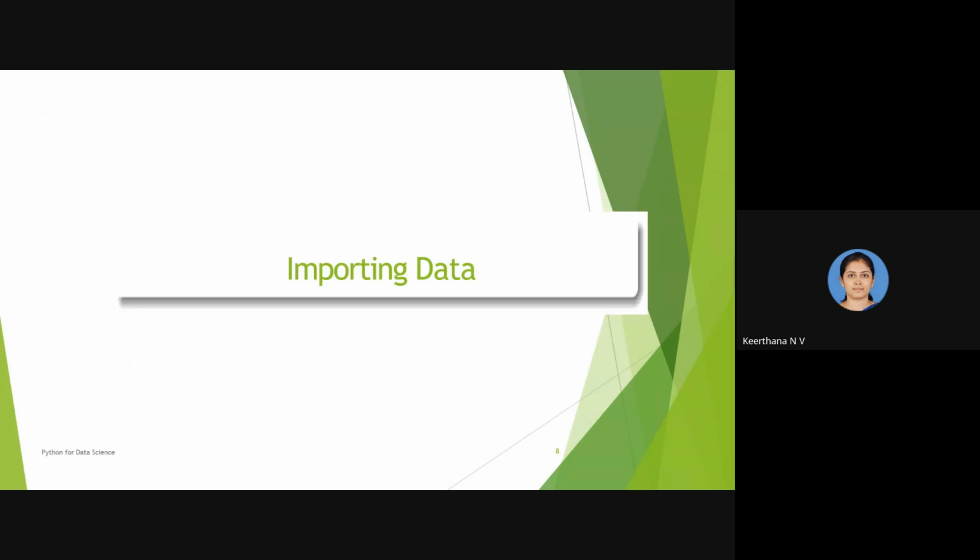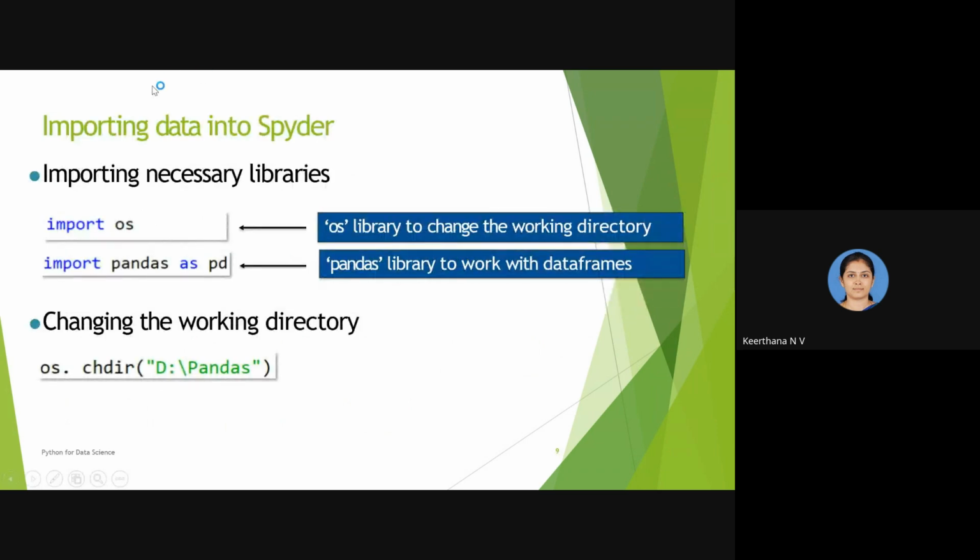So how do you import the data into your Python code? The first thing, there are two major libraries you have to import in your Python: import os and import pandas as pd. Here I'm mostly using import pandas as pd. Pandas as a library deals with data science, and os is also a library.